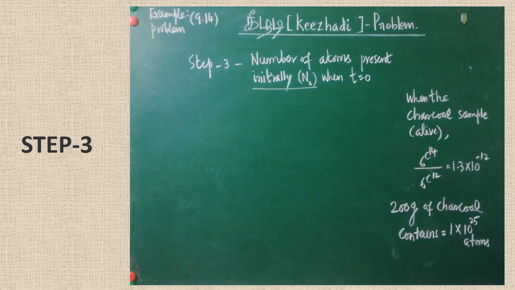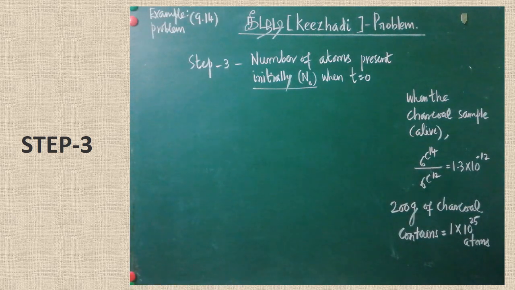In step 3, we are going to calculate the number of atoms which were present initially, when t is equal to 0. N naught is to be found out when the time t is equal to 0. While learning the law of radioactivity, I told you that when time t is equal to 0, before the decay starts, some total number of atoms were present initially. Such a number of atoms is taken as N naught. That is to be found out now.